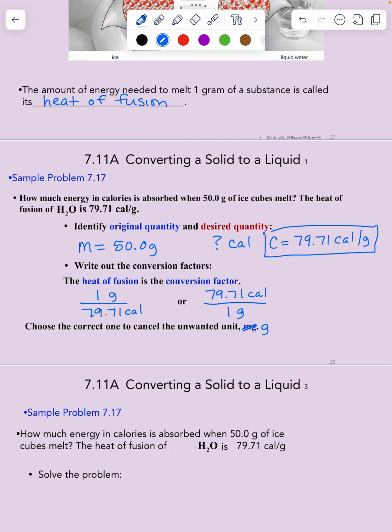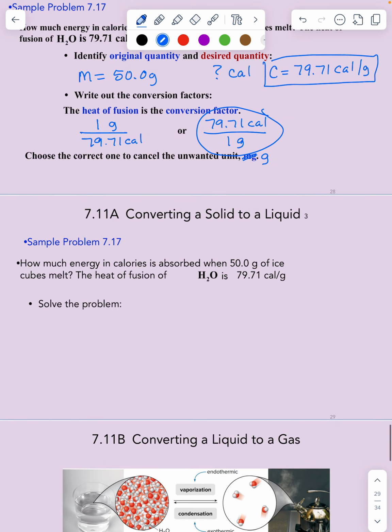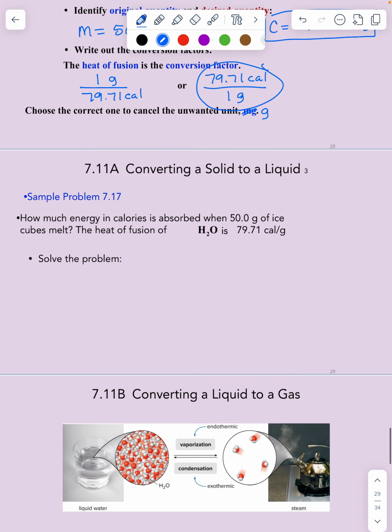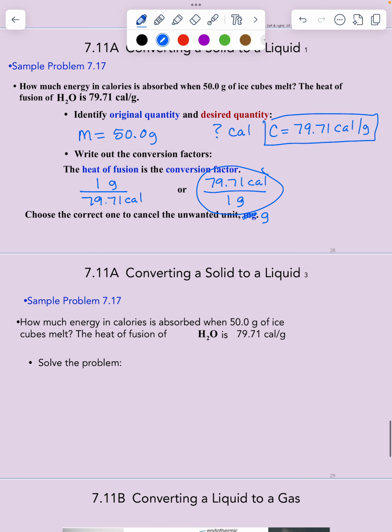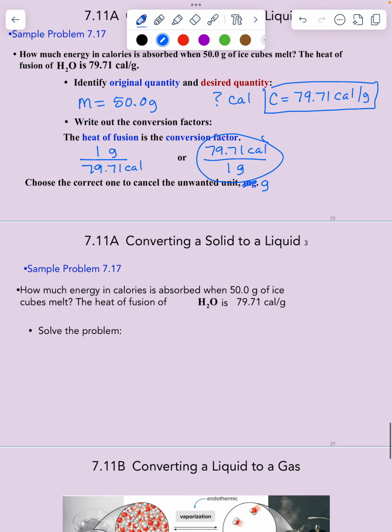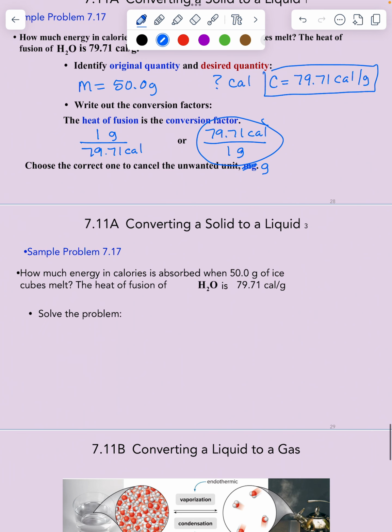Our starting amount was the 50 grams of ice. Then we're going to use our conversion factor that has gram on the bottom so that grams cancel. And then we just have 50 times 79.71. Our final answer should have 3 significant figures, so we would round our answer to 3990 calories. So that would be our final answer.